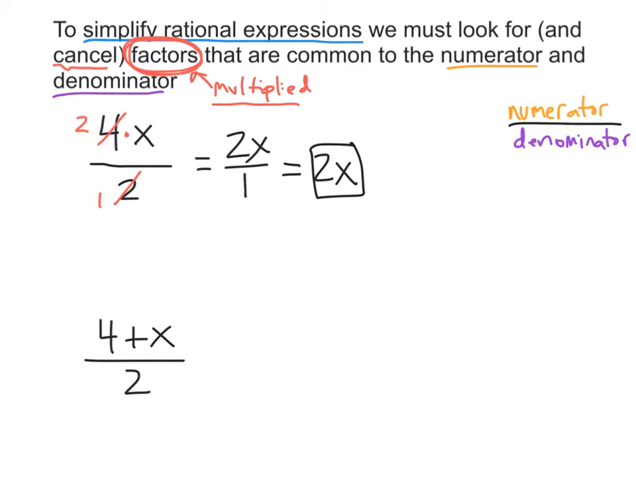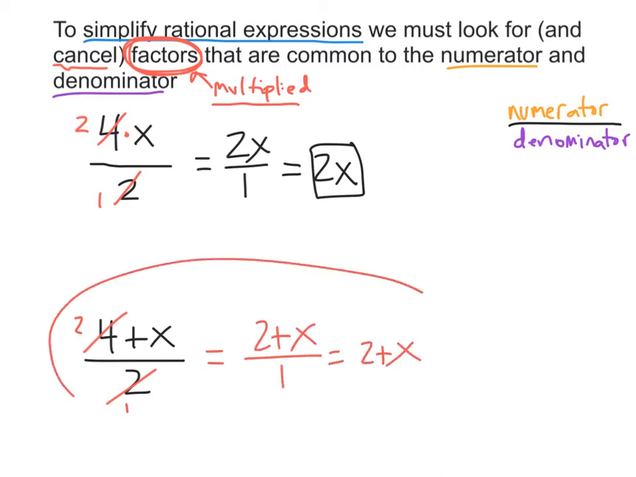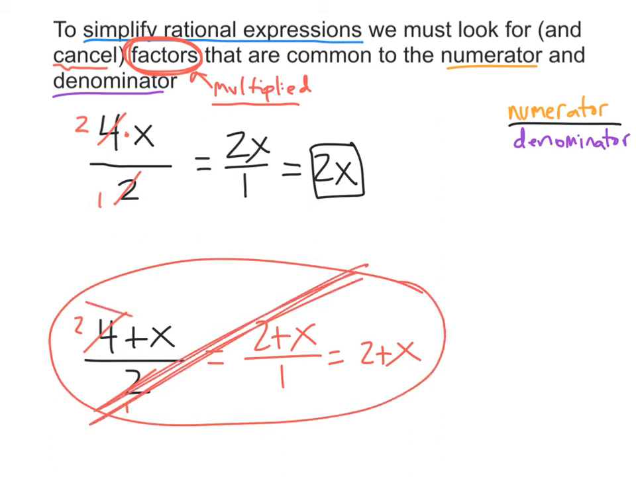Now down here, since 4 and x are being added, they are terms. They are not factors. Therefore, we cannot simplify this rational expression at all. One of the most common mistakes people make is they want to cancel the 4 and the 2, just like we did up here, and they want to say this is 2 over 1, and they want to say 2 plus x over 1, so 2 plus x. This is absolutely not correct, and that's a really big deal. We cannot cancel terms with a factor like this.